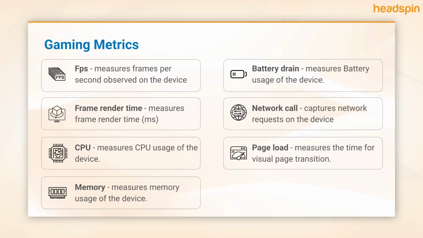Then we have battery drain. During the time the application is being loaded and the user is playing, what is the overall percentage of battery being used? This will help you identify how much battery drain is happening, and according to that, if you want, you can optimize it.